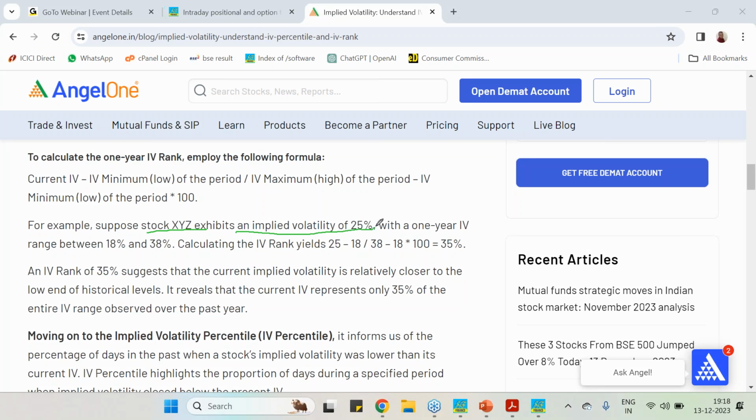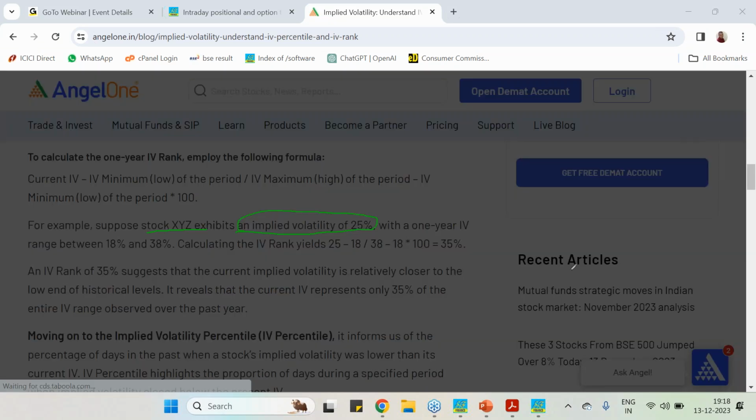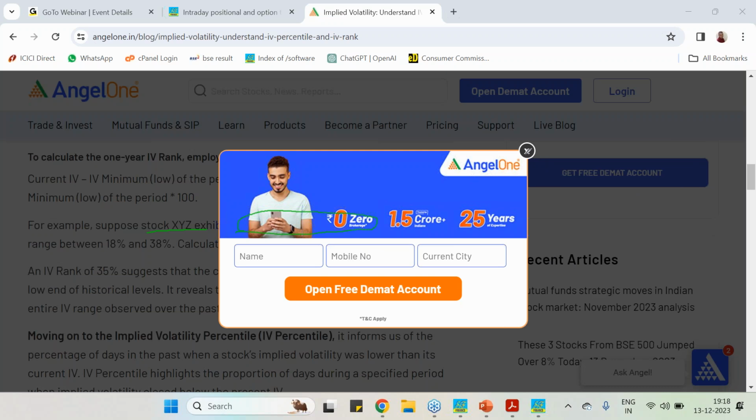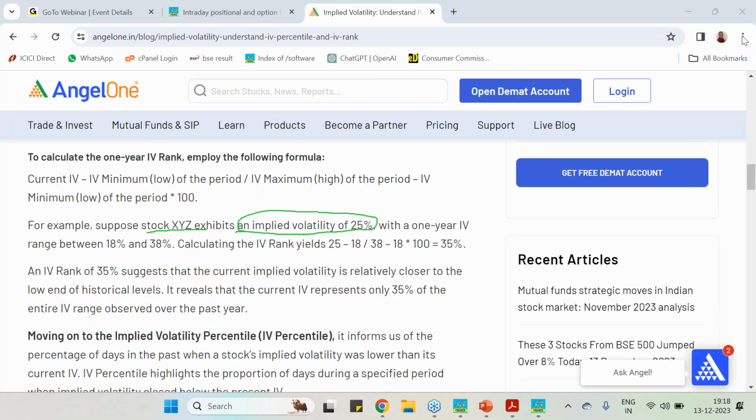exhibits an implied volatility of 25%. Now the question comes. These two lines are very important. What is written? It is not telling about an option. It is not talking about any strike of an option. What it says is, suppose a stock XYZ exhibits an implied volatility of 25%. Then IV rank, IV percentile, whatever happens.